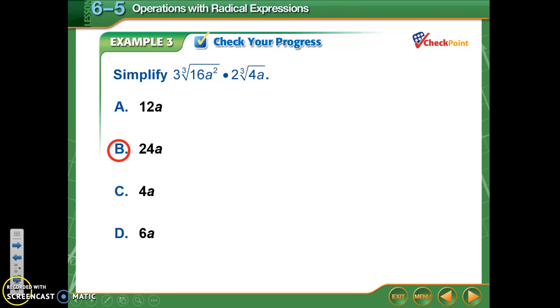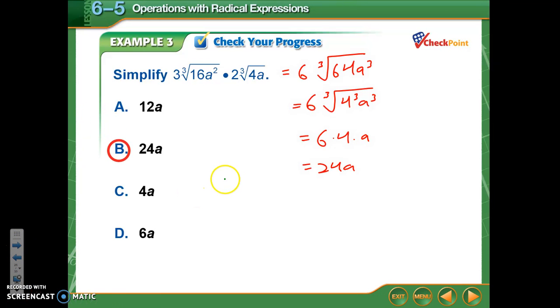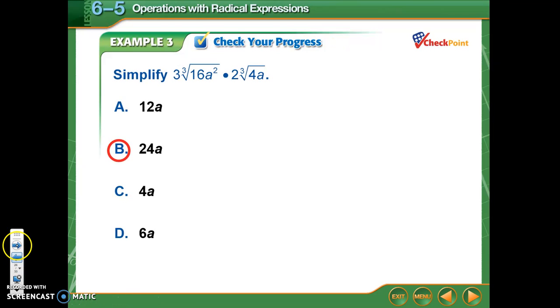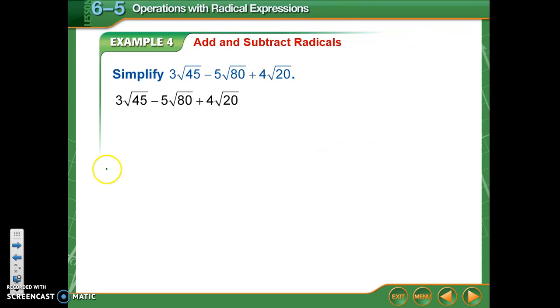Your answer here is B, 24A, and there's the work for how to get there. All right, adding and subtracting radicals. Again, you always just have to make sure that you only add and subtract like radicals. But before I know if these are like radicals, I have to simplify. On your note guide, you should have a reminder of what like radical expressions are. So here we're going to simplify first.